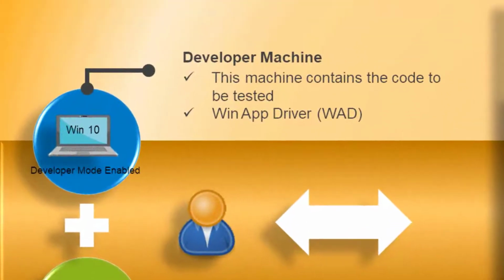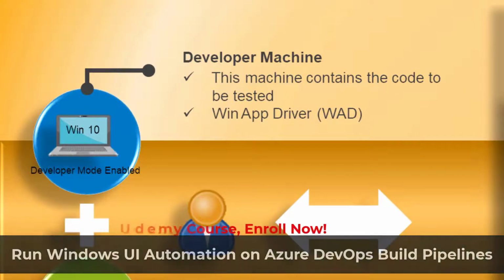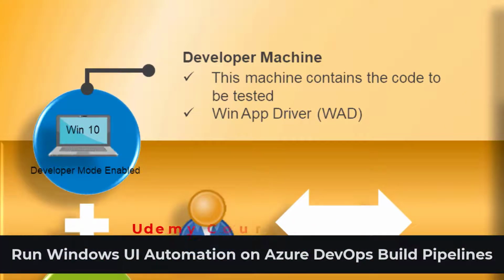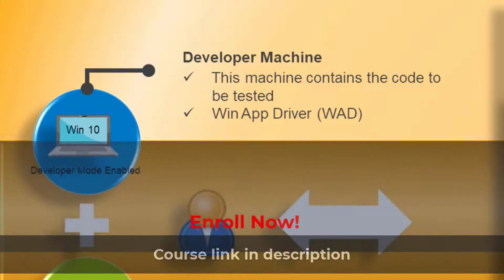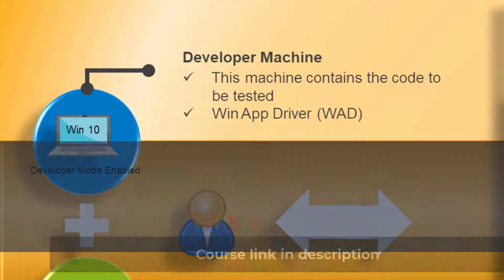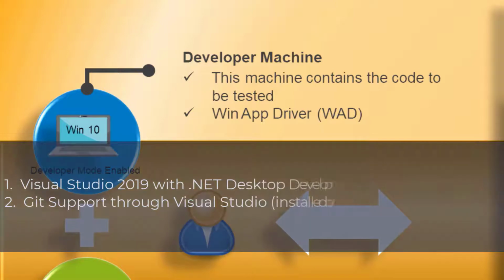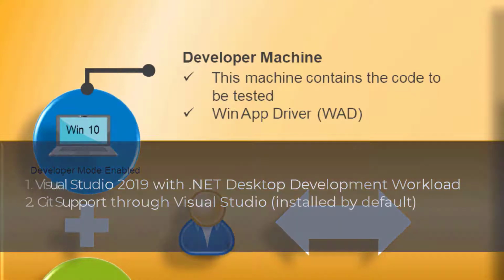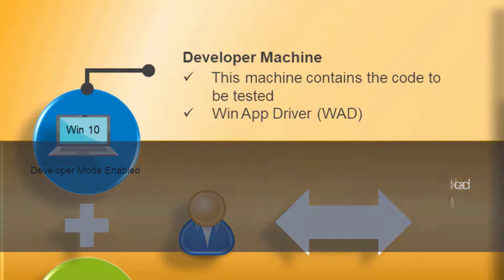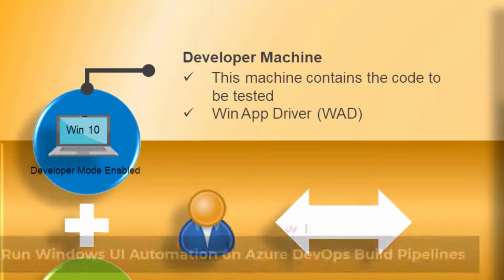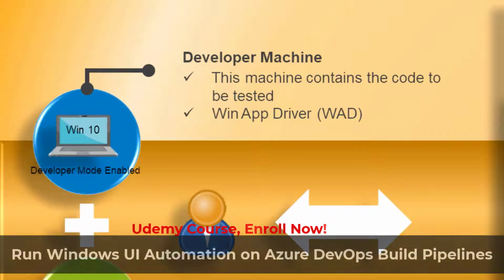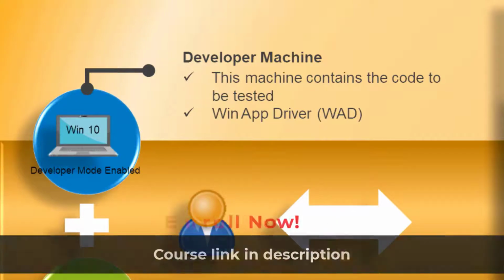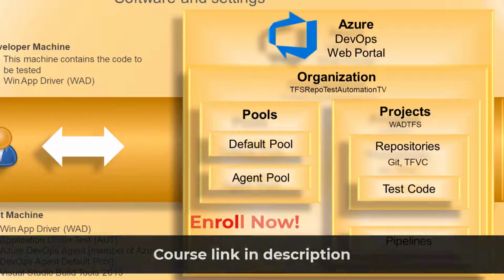The developer machine will need a different set of software to be installed. It will include the following to author your test automation scripts: Visual Studio 2019 with .NET Desktop Development Workload, and Git support through Visual Studio, which is installed by default. You will also need to have Windows 10 Developer Mode enabled and the WinApp driver installed if you want to test the scripts on your developer machine as well.